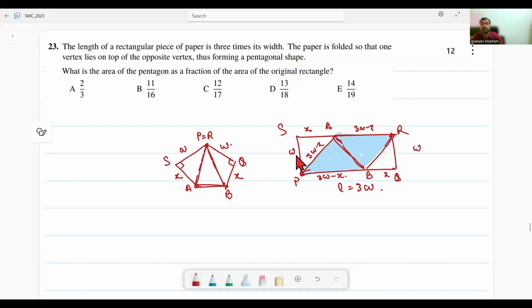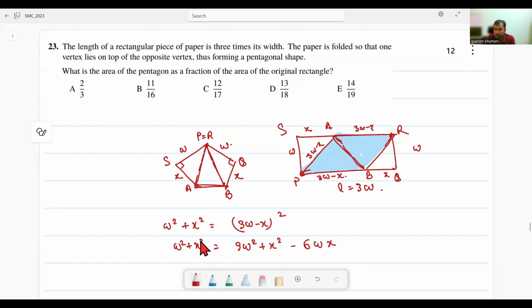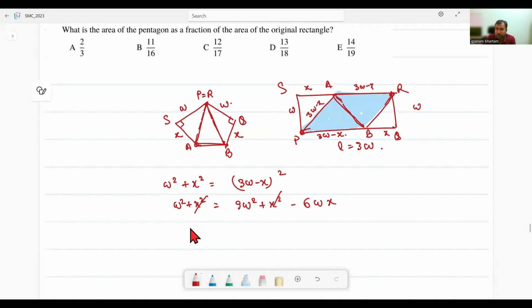Now, from this, we can find X. How? Just do the Pythagoras theorem. So W squared plus X squared equals (3W minus X) whole squared. So what we get: 9W squared plus X squared minus 6WX, and on this side we have W squared plus X squared. These cancel out. We have 6WX equal to 8W squared. So X is going to be 8W over 6, which is 4/3 W. Okay, so that's the length, 4/3 W and 4/3 W.